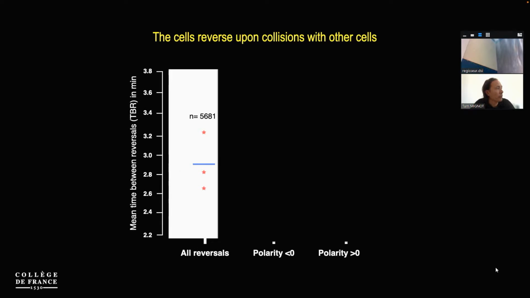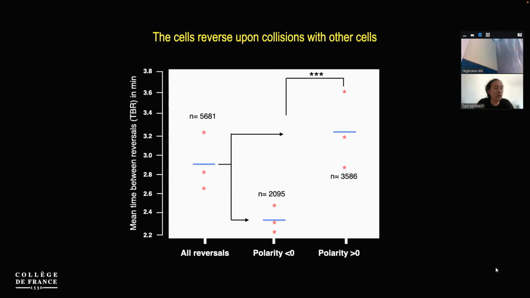But if we now sort these events in categories based on the local polarity, meaning that we're now looking at how cells reverse when they are either in a low polarity context or in a high polarity context, then you see that the cells that are in a low polarity context tend to reverse much faster than the cells that are in the high polarity context. And so we conclude from the experiments that the cells tend to reverse upon collision with other cells. And so our hypothesis is now that mechanical cell collisions are the main signals that will induce a reversal event.